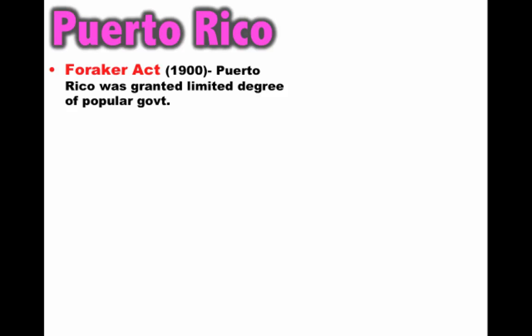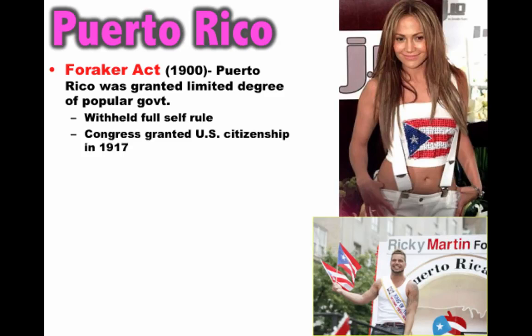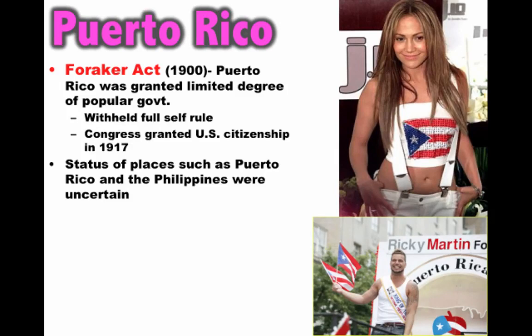Puerto Rico also had restrictions on its freedom. The act that you see right there, Puerto Rico was granted a limited degree of popular government. However, it withheld full self-rule. Puerto Rico was not going to get their independence completely. Congress does grant U.S. citizenship to people living in Puerto Rico in 1917. So thank you for Ricky Martin and J-Lo.